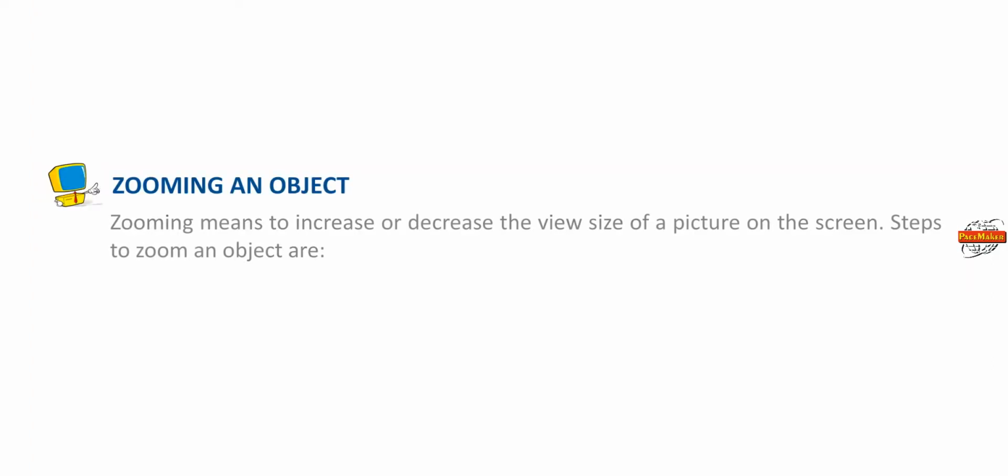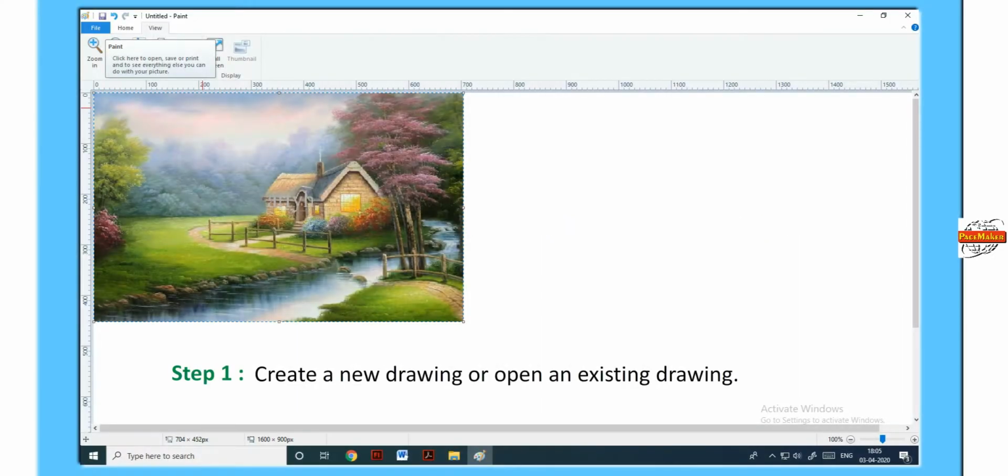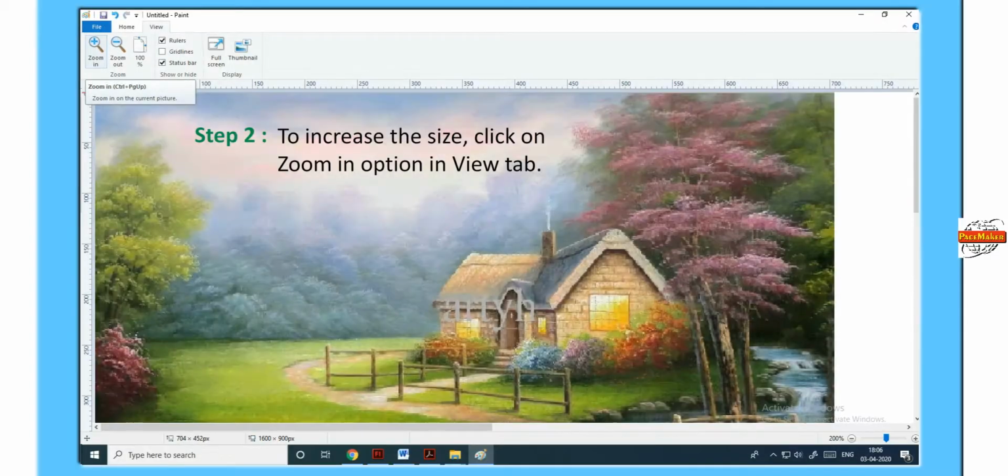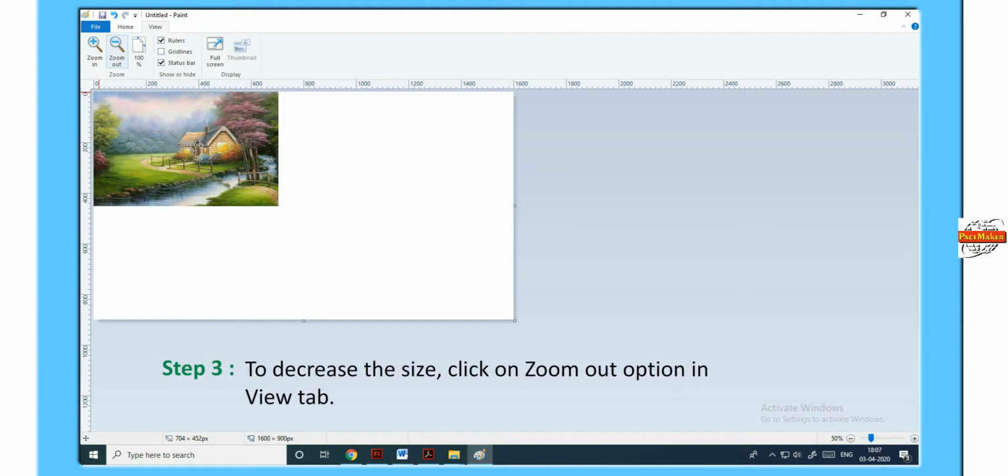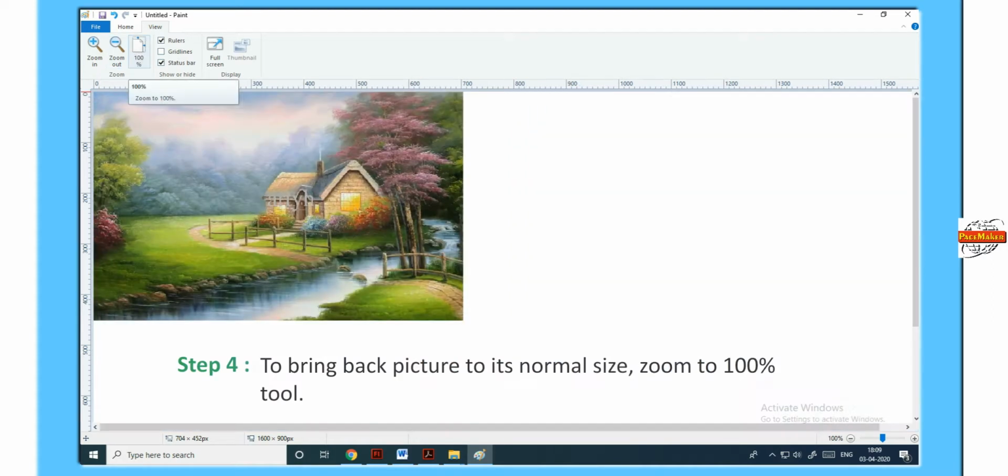Zooming an object. Zooming means to increase or decrease the view size of a picture on the screen. Steps to zoom an object are: first, create a new drawing or open an existing drawing. In Step 2, to increase the size, click on the Zoom In option in the View tab. Step 3, to decrease the size, click on the Zoom Out option in the View tab. Step 4, to bring the picture back to its normal size, use the Zoom to 100% tool.